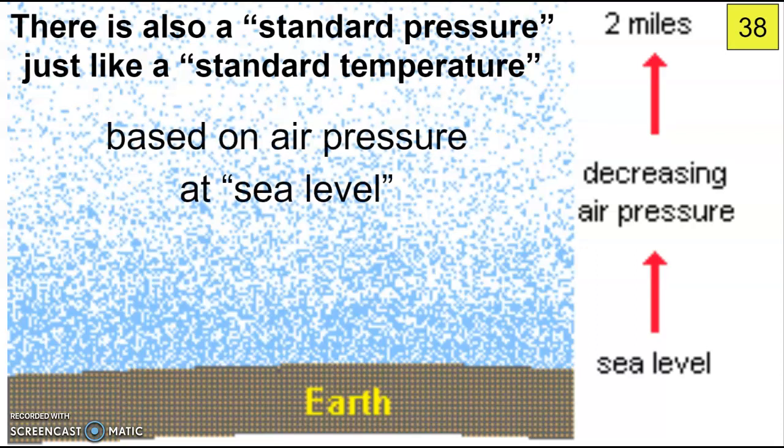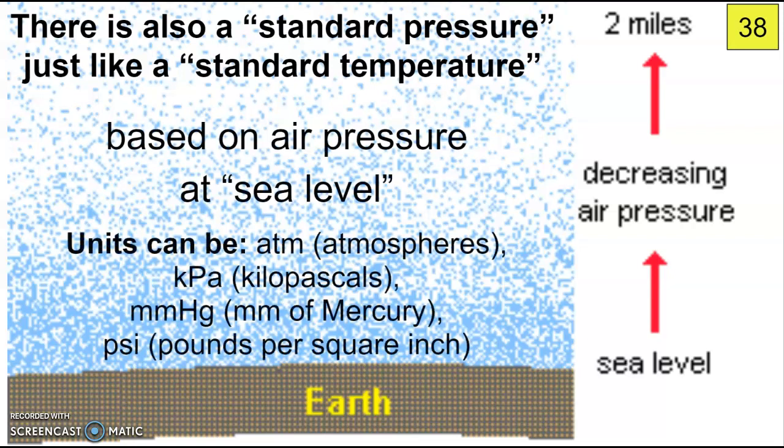This is a standard pressure, just like a standard temperature. So it's based on the air pressure at sea level, and we can measure it in a bunch of different units. If you think about measuring the length of your desk, you could measure it in inches or centimeters or millimeters or meters. All of them are going to give you a different number, but the length of the desk remains the same. So we can measure the air pressure at sea level in a bunch of different units, but the pressure is the same thing regardless of how we're measuring it.